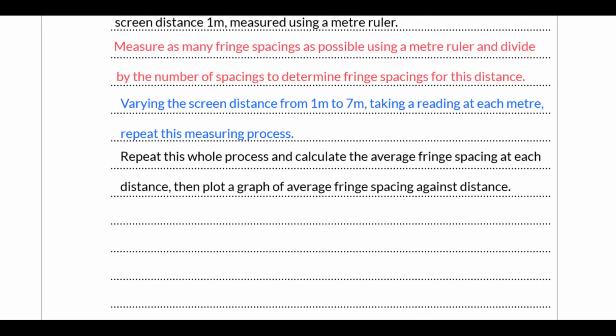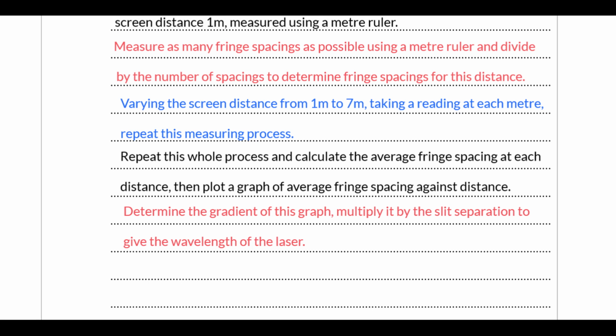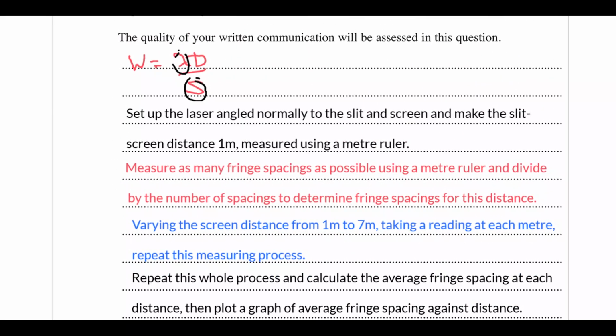So then finally, how are we going to get the wavelength from that? Well, we're going to use the gradient of the graph. That's our final stage, multiplying the gradient by the slit separation to give the wavelength, because we can see from this equation the gradient would be lambda over s.